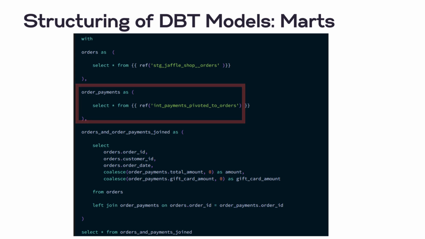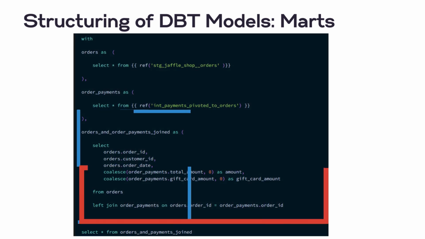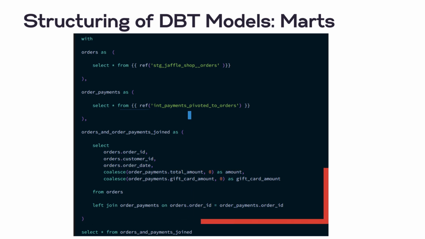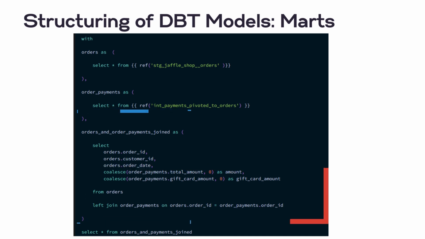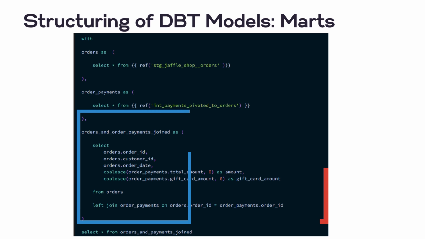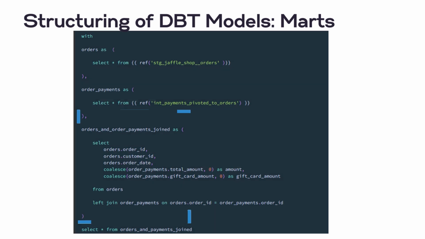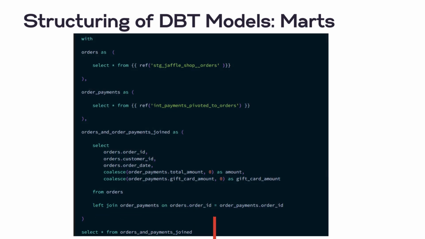In the third CTE, orders and order payments joined, we combine the orders and payments datasets. We join them on order ID. Using Coalesce, we handle any missing values in the payment data, setting them to 0 where applicable. We include both the total payment amount and specific fields like gift card amount. Final select. The result is a business-ready dataset at the order level, combining order details and payment information, which is ready for reporting and analysis.